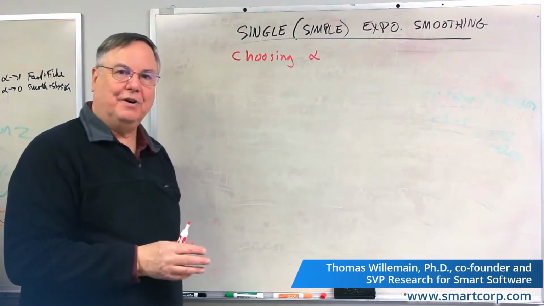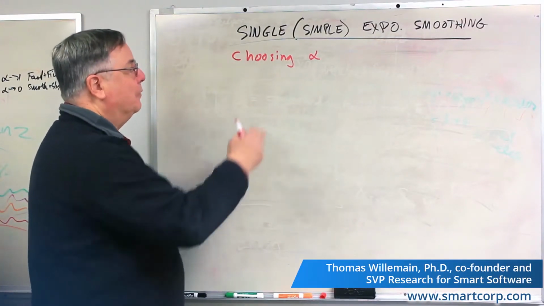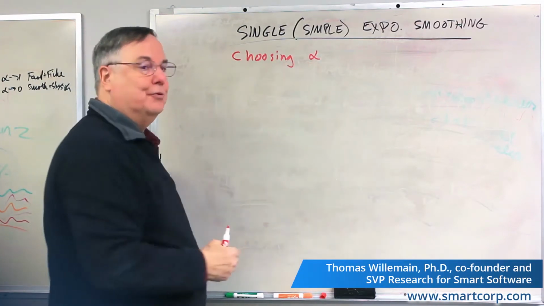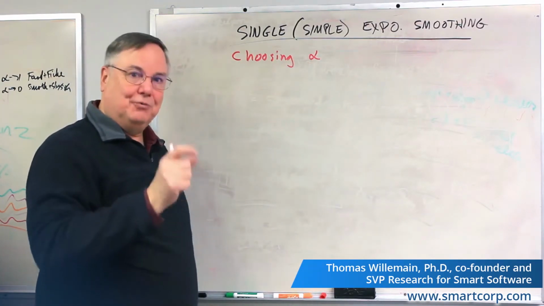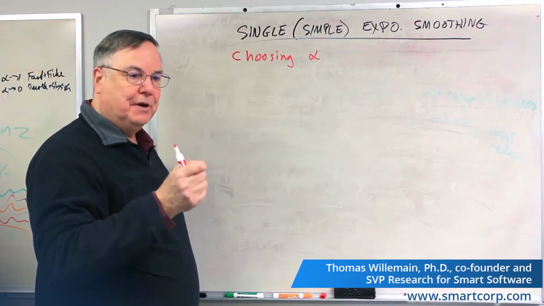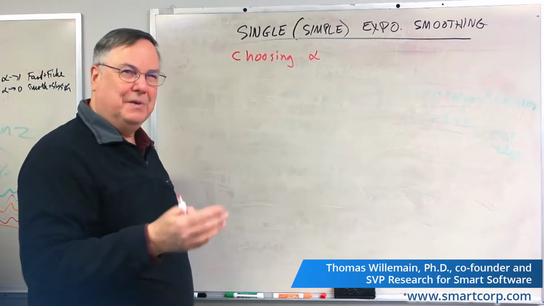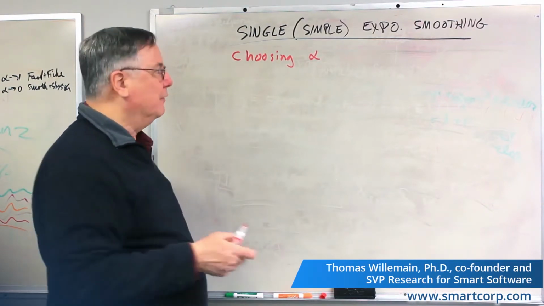Okay, so we just saw the essence of simple or single exponential smoothing, and now we're going to talk about how you would choose the setting of the knob. It has one knob, one parameter, and you can get much better or worse results depending on whether you get the right value of alpha.